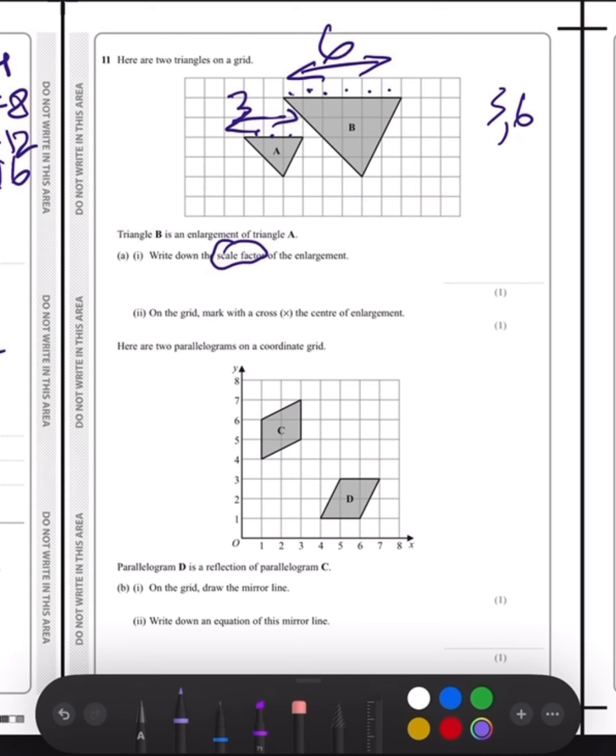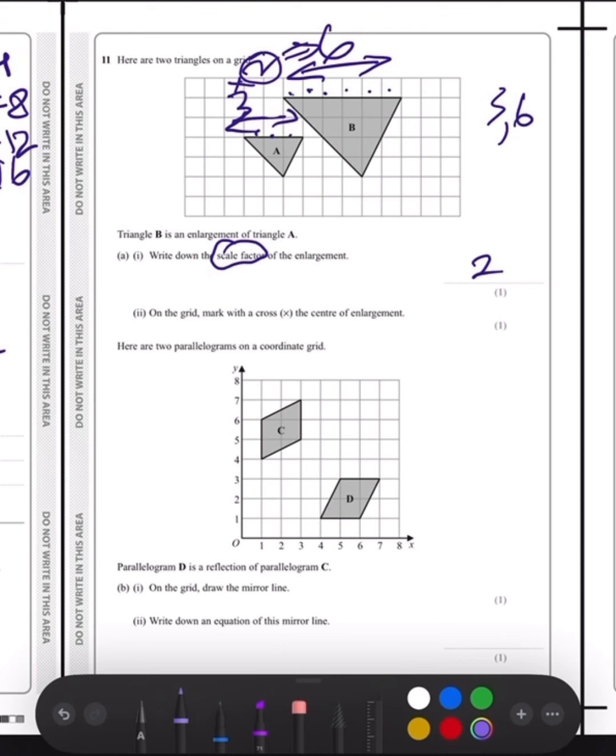So we know 3 ones are 3 and 3 into 2 is 6. When we know 3 into 2 is 6, we basically know that we're multiplying 3 by 2 to get the answer of 6. So when we know what we multiplied it by, that will be our scale factor, because that's the reason why we got from 3 to 6 and therefore got a bigger triangle. So it is very, very simple.